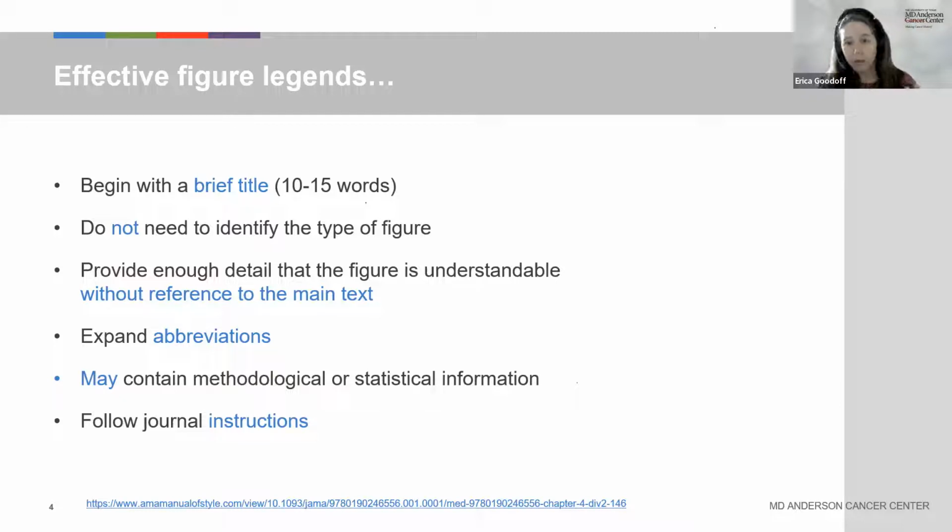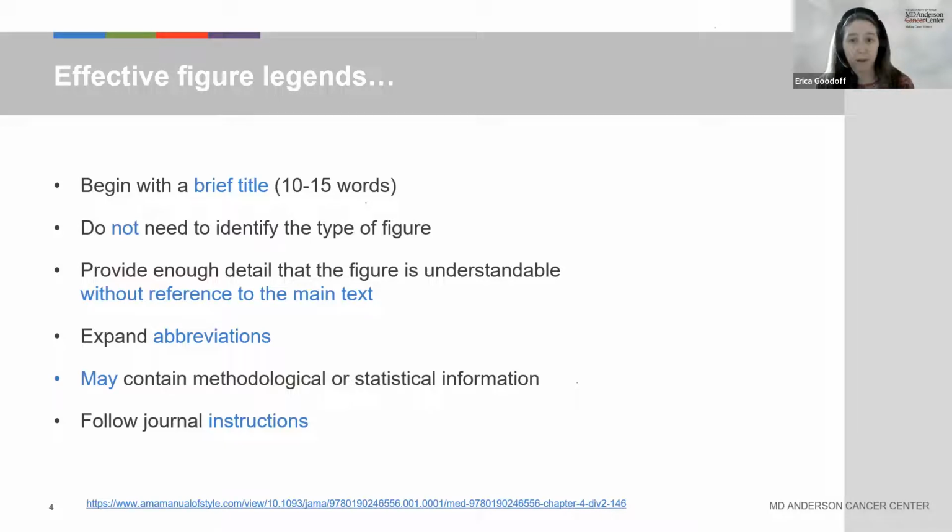The first is you might think about beginning with a brief title of the figure, just a couple of words to just describe what it is. And that doesn't mean you have to identify the type of figure. Like, for instance, you don't need to say Kaplan-Meier curves showing estimates of. You can just say Kaplan-Meier estimates of, and the fact that it's a curve or a graph or something is fairly self-evident to someone looking at the paper.